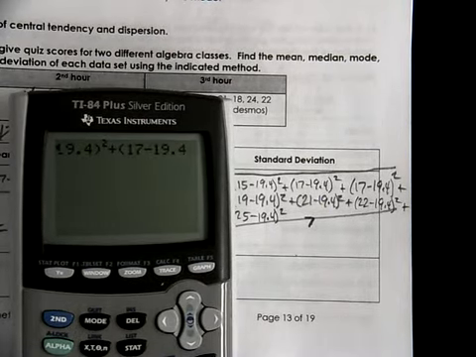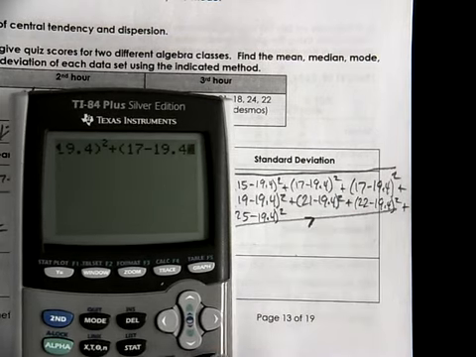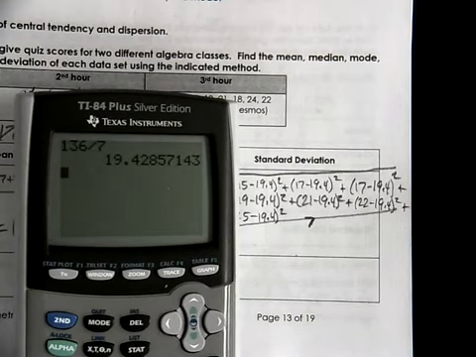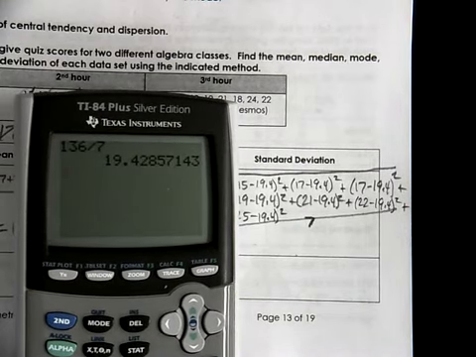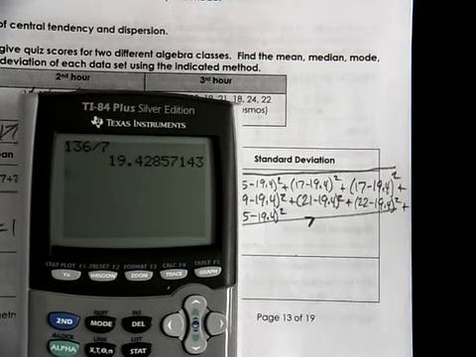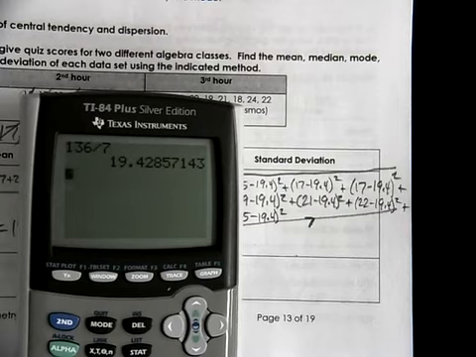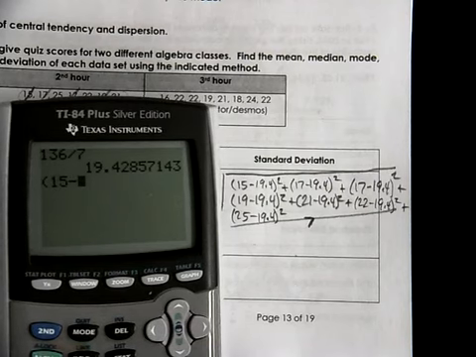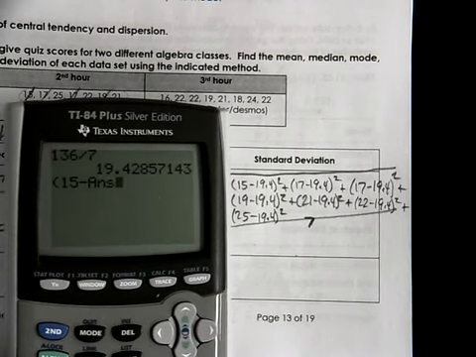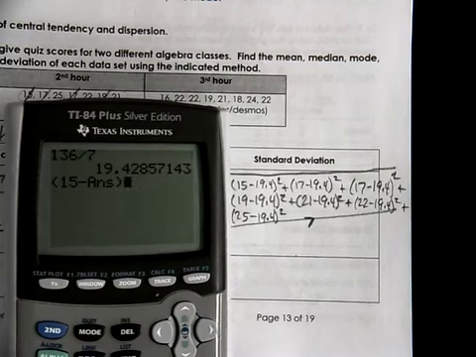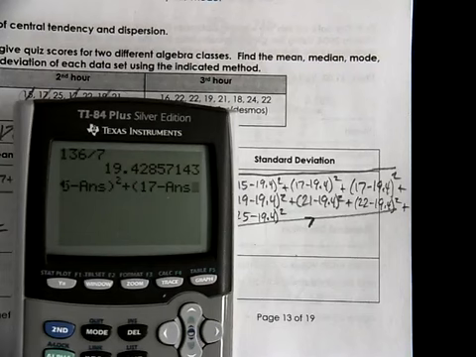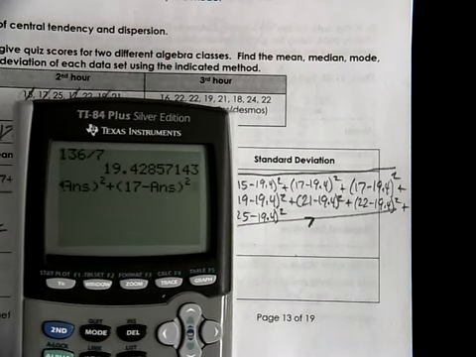Oh, sorry. We're not going to say 19.4. That won't be very accurate. 136 divided by 7. That's the number we want to use. If we want to be accurate, we need to use the real number. So that is our previous number. So, sorry about that. We're going to say 15 minus the previous answer squared plus 17 minus the previous answer squared.